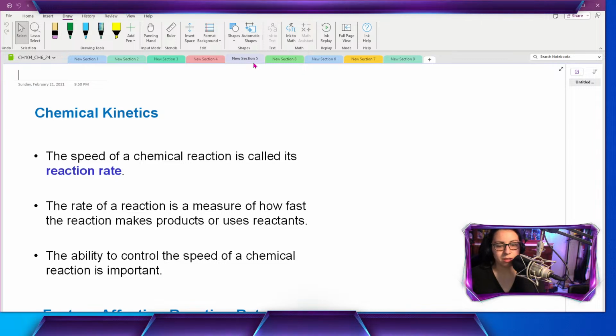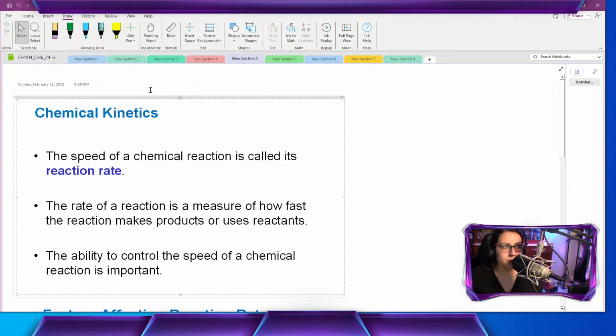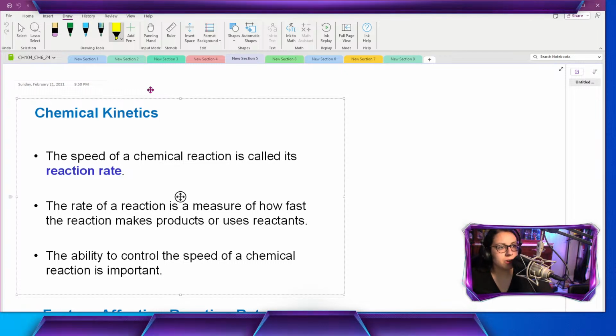All right, let's keep looking at reactions and talking about reactions. We're just taking a more cursory approach to this. And now we're stating that we have what's called chemical kinetics. This would be the study of how fast a reaction is converted to products or vice versa, how fast something is consumed. And it's important to be able to control the speed of a chemical reaction, at least to some degree.